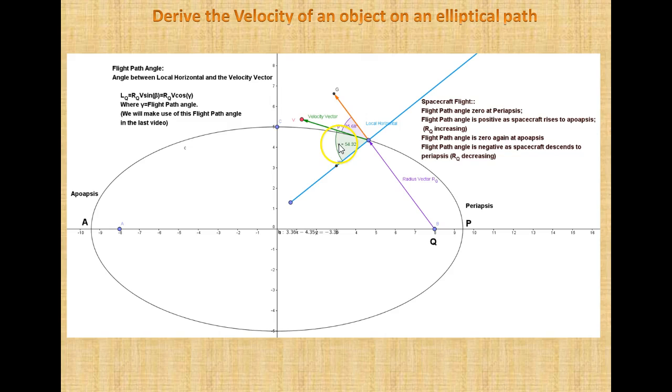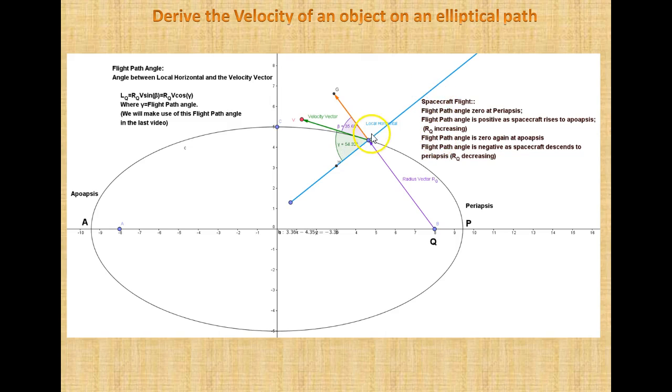Now, this flight path angle, we're going to make use of, because you'll see that LQ is equal to RQ times the velocity times the sine of beta. But that's also equal to RQ times the velocity times the cosine of gamma. And they're equal because these two angles are complementary angles.